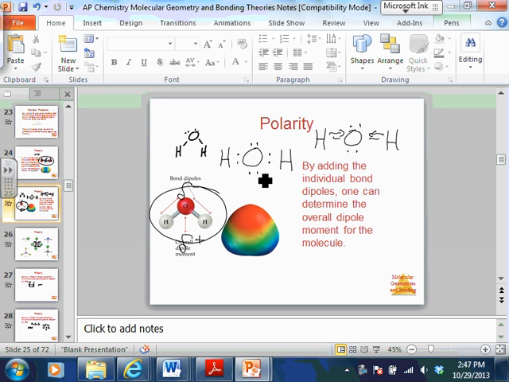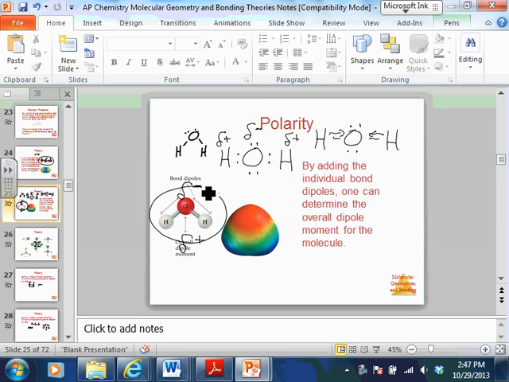But these electrons really are quite a bit closer to the oxygen because the oxygen pulls them closer to itself, okay? So because these electrons are closer, the oxygen gets a little bit negative, and the hydrogens get a little bit positive, okay? And then if you take into account the shape of the molecule, it looks like this. So if the oxygen is pulling the electrons a little bit closer to itself, then this whole side of the molecule up here is going to be a little bit negative, and this whole side down here is going to be a little positive. Does that make sense?